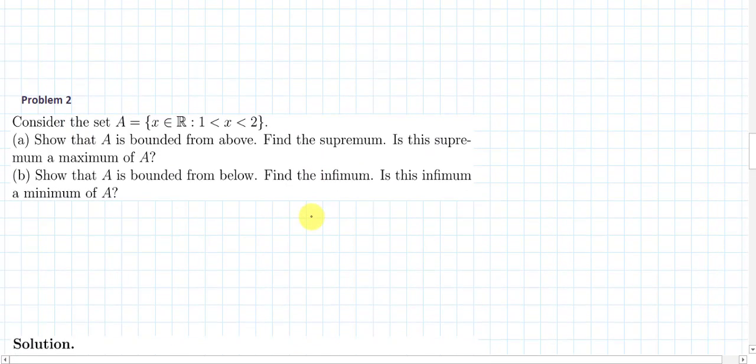Okay, the next problem. Consider the set A of x such that x is in the interval, 1 and 2. Show that A is bounded from above, find the supremum. Is the supremum a maximum? And show that A is bounded from below, and find the infimum. Is this infimum a minimum of A?